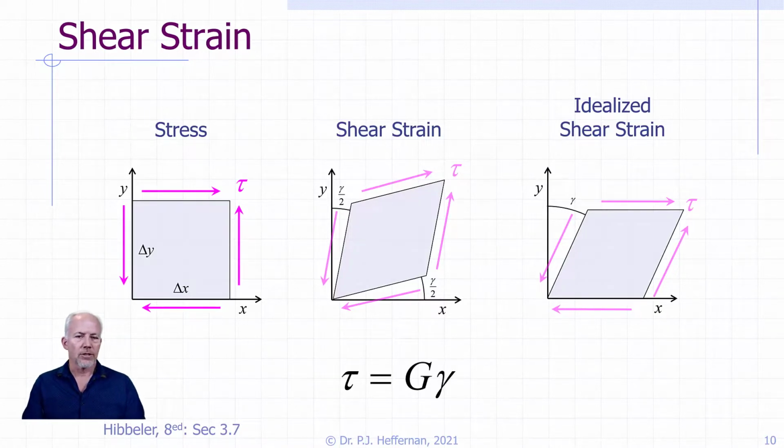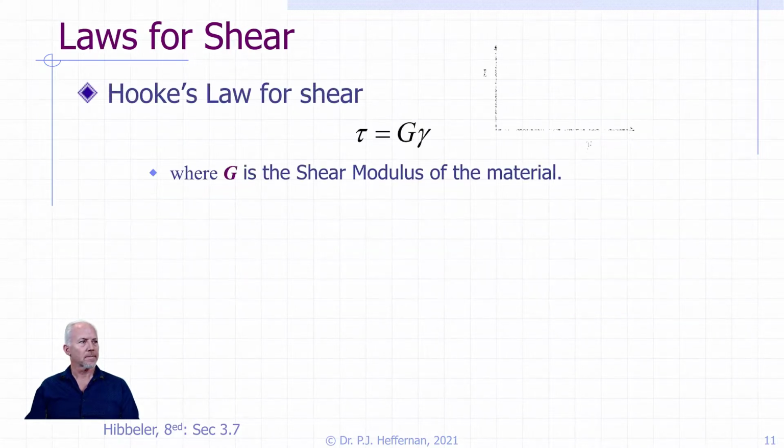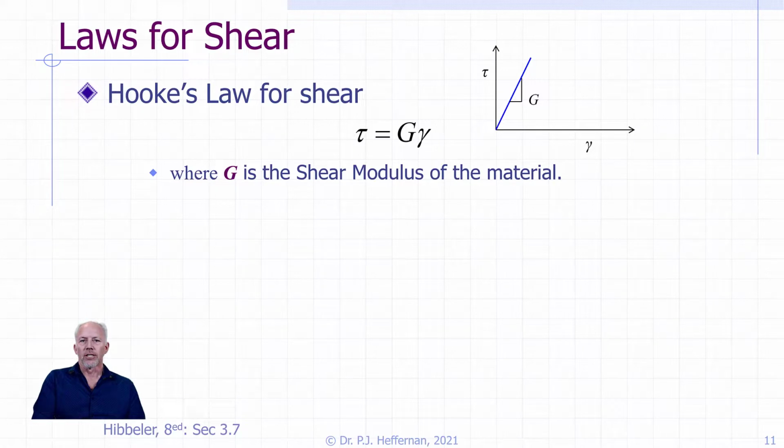One thing you should know is that the relationship between shear stress and shear strain, very similar to our relationship between normal stress and normal strain, is that tau is equal to G gamma, where G is our shear modulus, analogous to the Young's modulus in the axial case. This relationship is referred to as Hooke's law for shear. It's pretty much identical to what we get for Hooke's law for axial load, normal stresses and normal strains. G is the shear modulus, which is the slope of the shear stress, shear strain curve, and can be seen here.